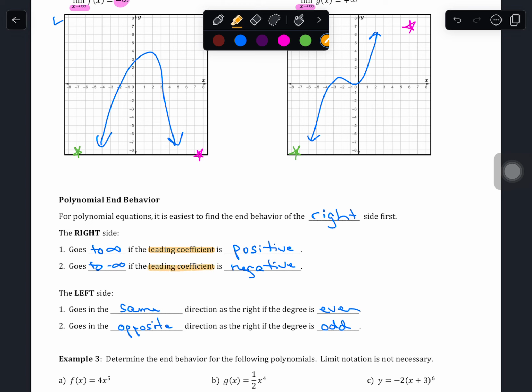If it is negative, then it's going to be going to negative infinity. So it kind of helps you to see where your graph is going to be ending.